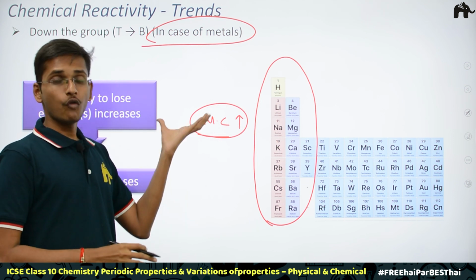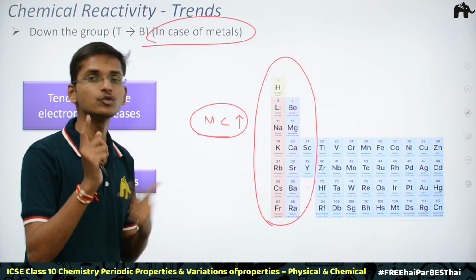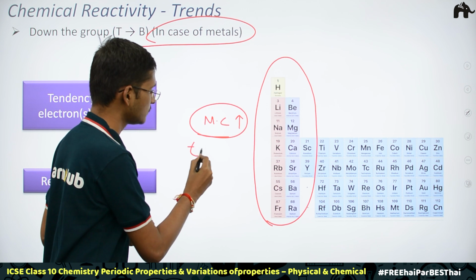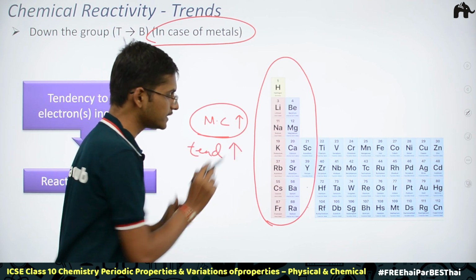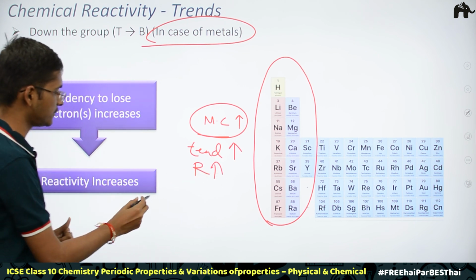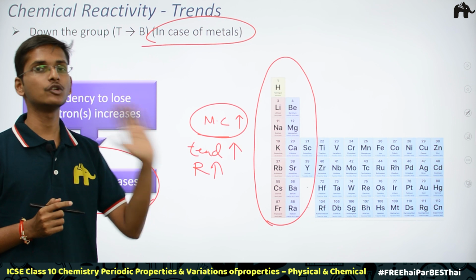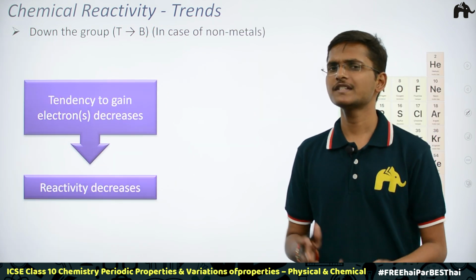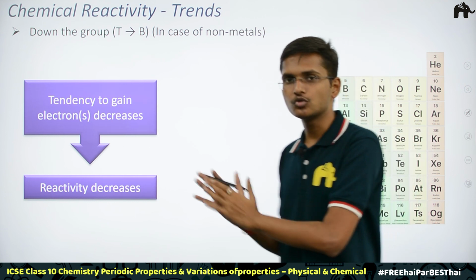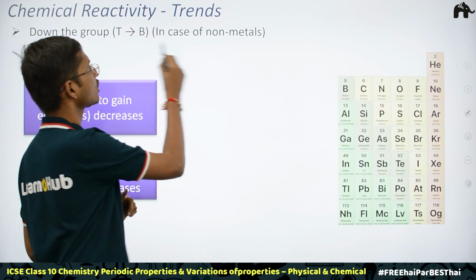Now, what does this suggest to us? The tendency to lose electron is increasing and increasing. That was our point, okay? So the tendency to lose the electron is increasing, and this means that reactivity would be increasing when we move from top to bottom in a group in case of metals. Now let's see what is happening to the chemical reactivity when we move down the group, from top to bottom, in case of non-metals, okay?